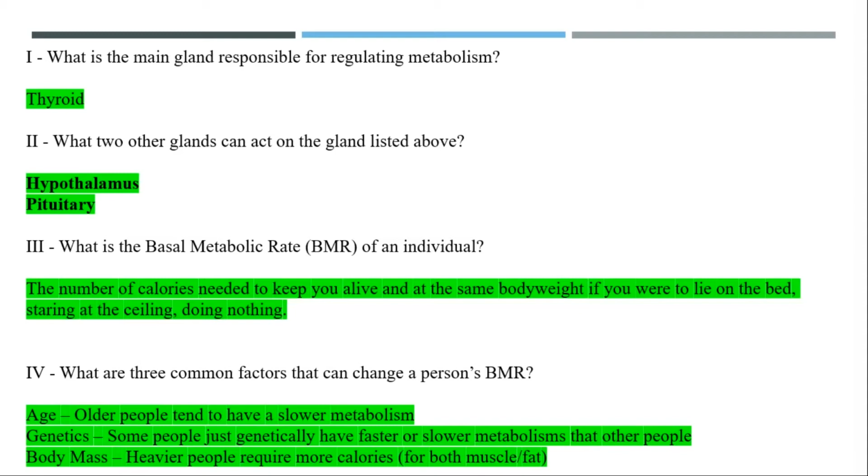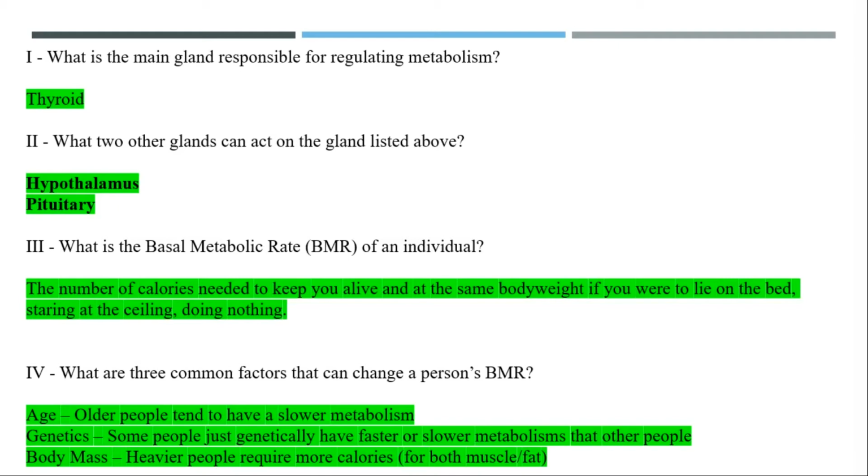Basal metabolic rate of an individual, this is the number of calories you need to stay alive and maintain your body weight if you were to lie on the bed staring at the ceiling doing nothing. Now, of course, that's not most people, but we move around, we have work, activity, exercise, things like that that burn extra calories, but you have a base level, the calories you absolutely need to stay alive to maintain your body weight if you're doing nothing else. And that's why it's called a basal metabolic rate. It's the base number.